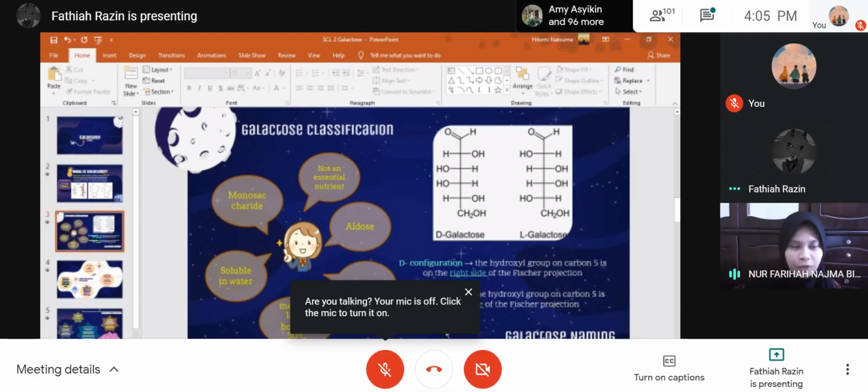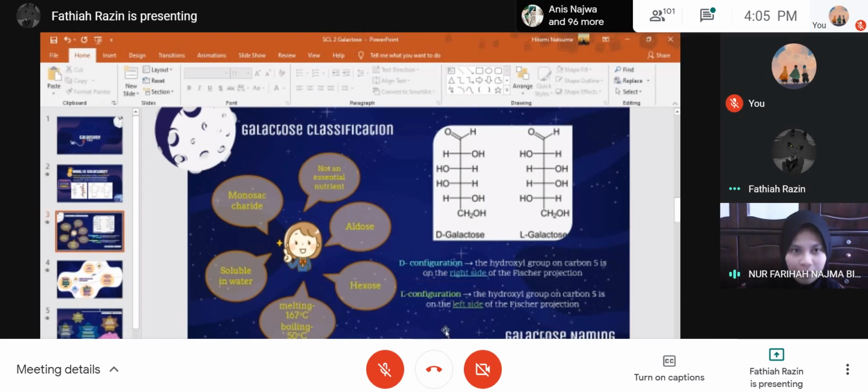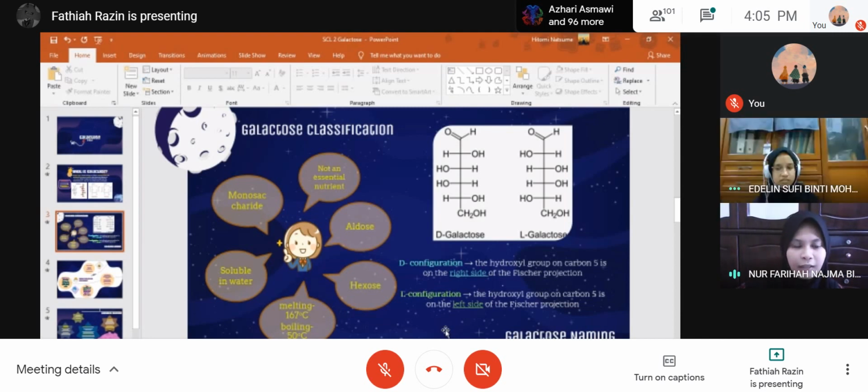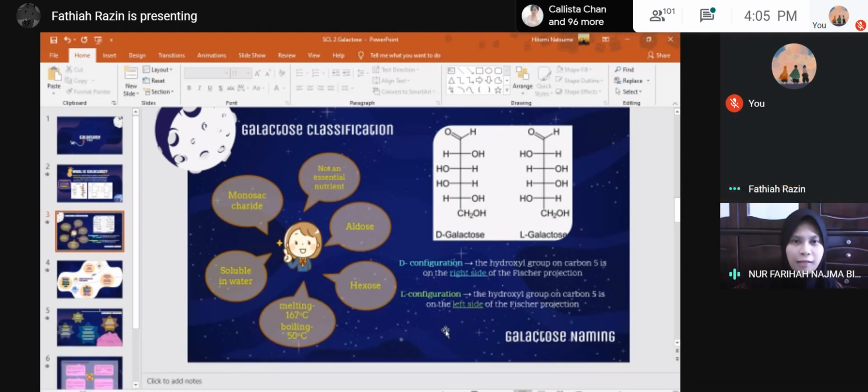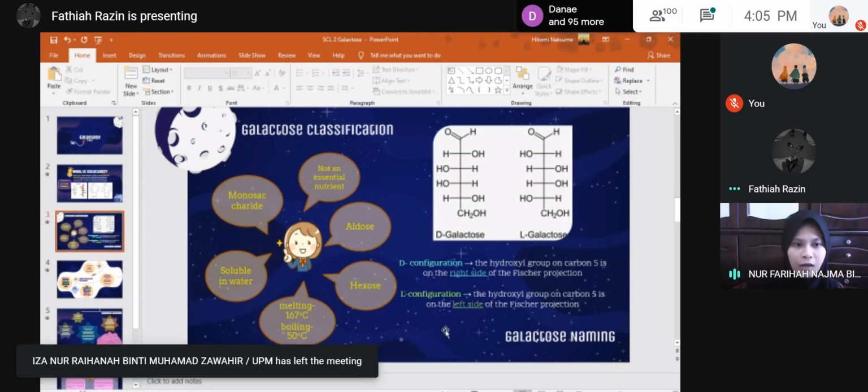So we proceed with the source of galactose. The major dietary source of galactose is lactose itself, because we can mostly find lactose in animal milk. Galactose can be obtained from the hydrolysis of lactose. Once lactose is hydrolyzed by the enzyme lactase, that will give galactose and glucose. At the cell membrane level, galactose is a part of glycolipids and glycoproteins.